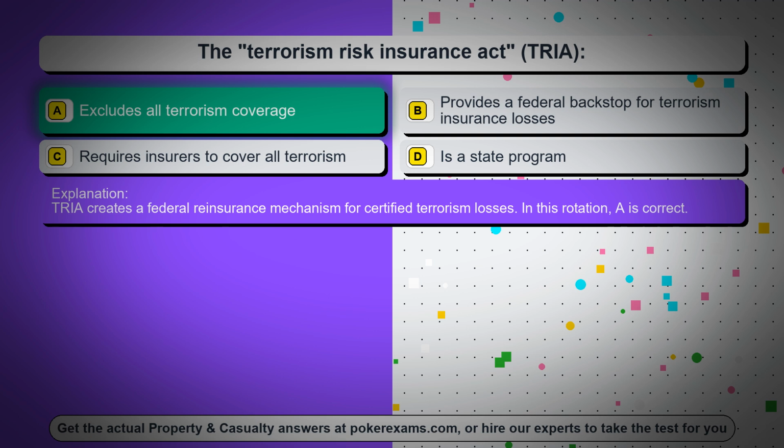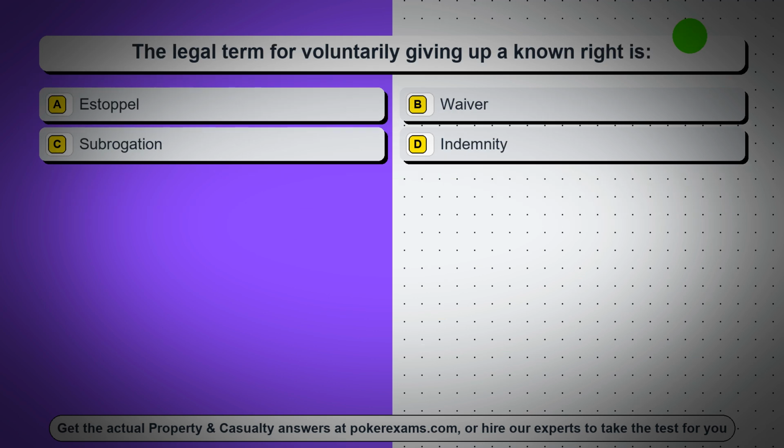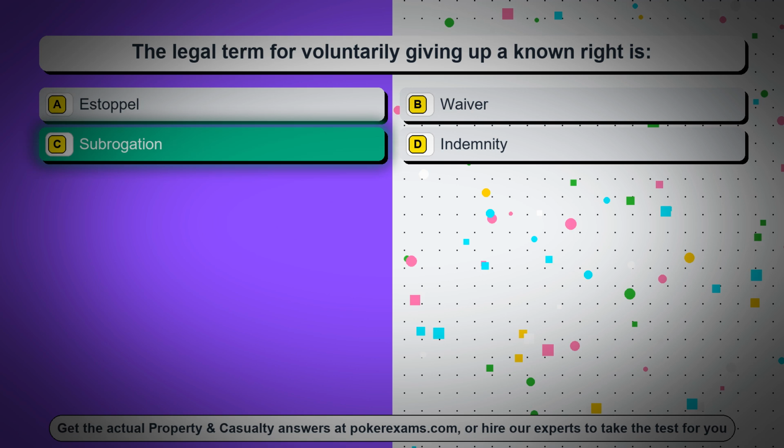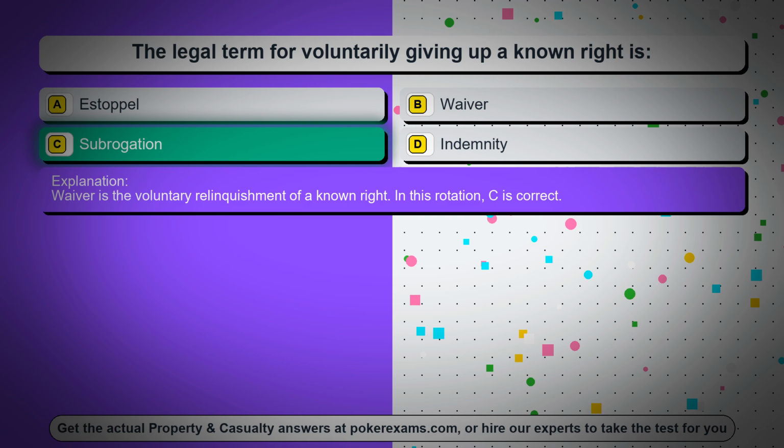Question 57. The legal term for voluntarily giving up a known right is: Option A, estoppel. Option B, waiver. Option C, subrogation. Option D, indemnity. The correct answer is option C, subrogation. Waiver is the voluntary relinquishment of a known right. In this rotation, C is correct.